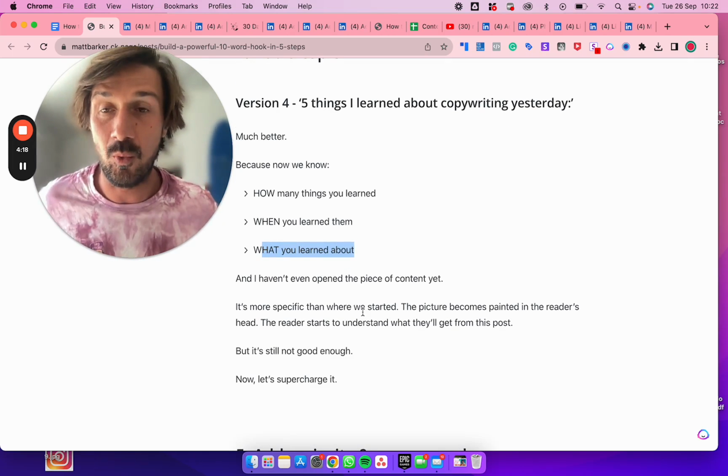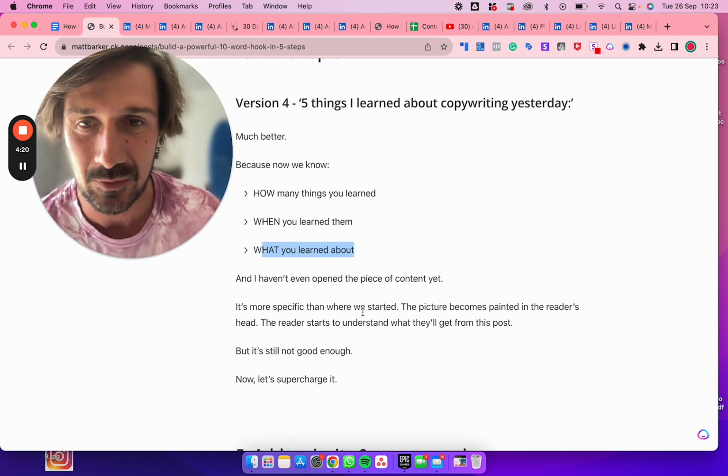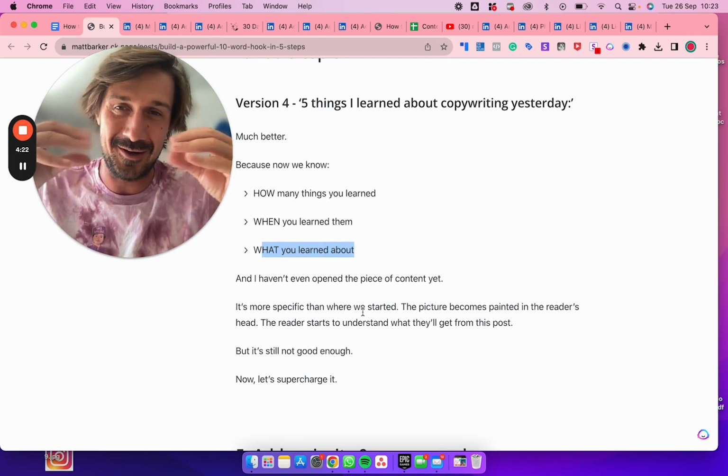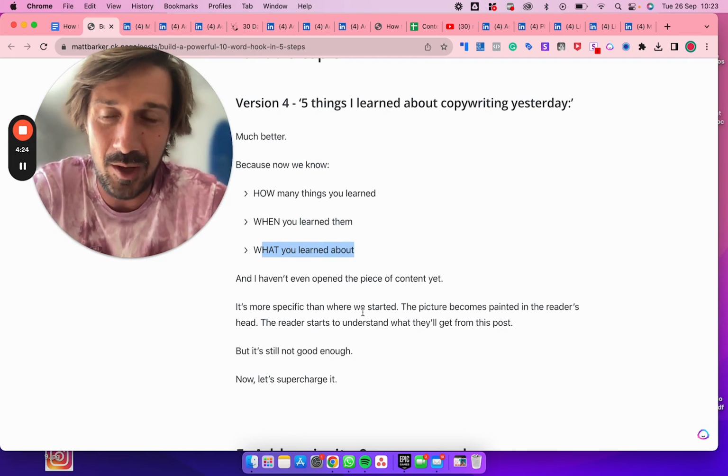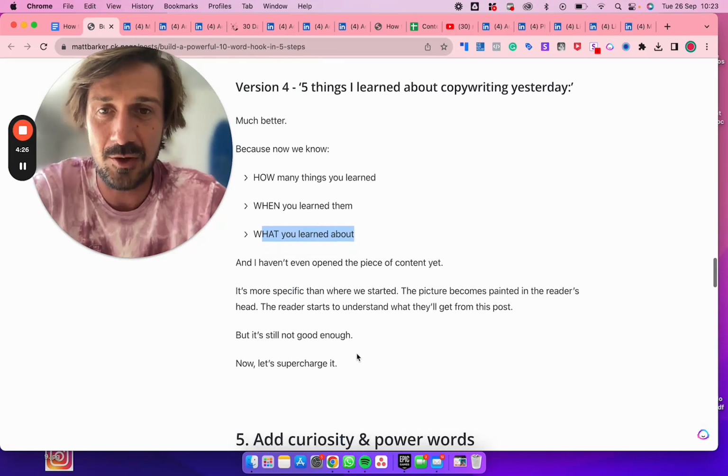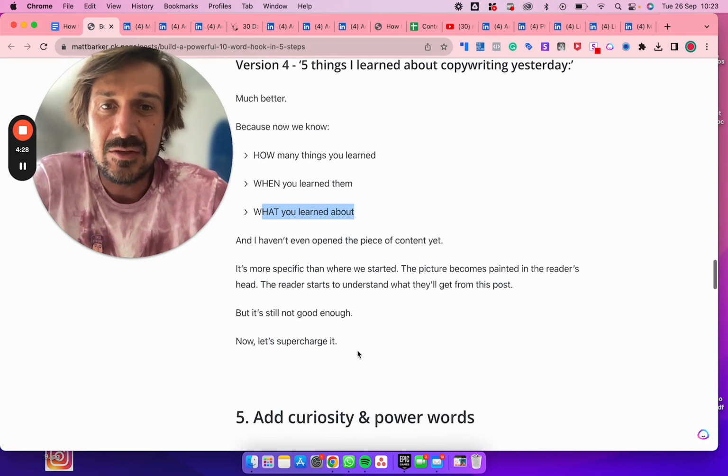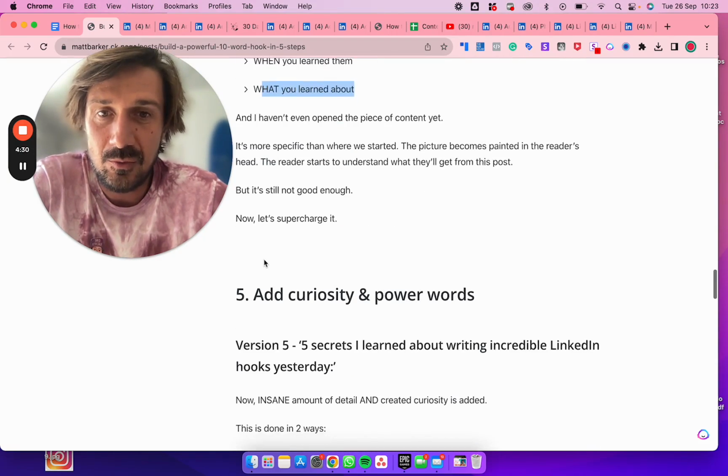So you're getting the how, when, and what, which is incredibly important. And this is all going into one hook, all one line. We're not trying to write an essay. It's just one hook. It could be 1 or 2 lines. So basically, you haven't even opened up with the content yet.